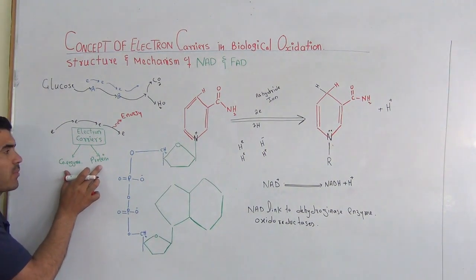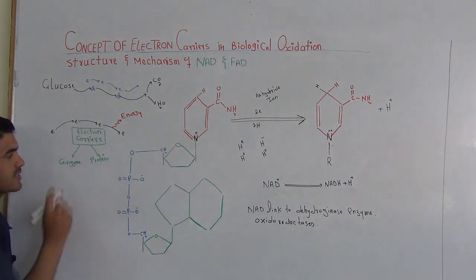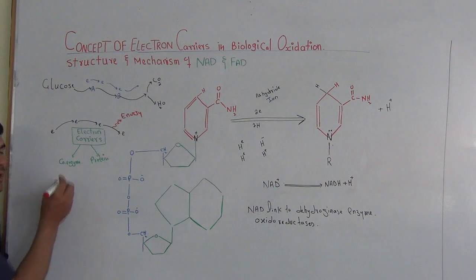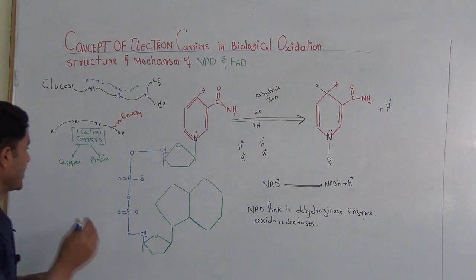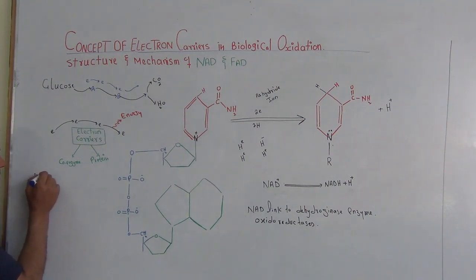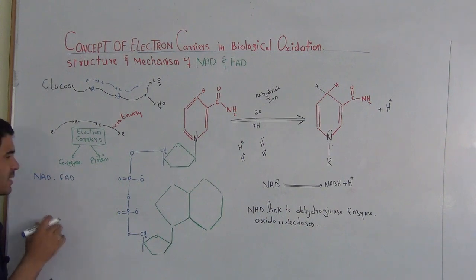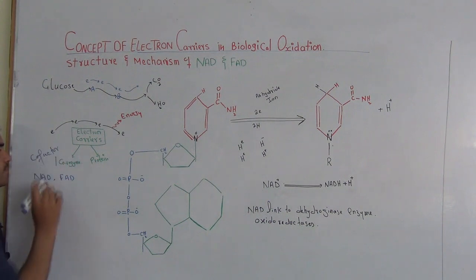So let me tell you something more about these electron carriers, which are coenzymes or proteins. These will be discussed now, but the most important coenzyme that today's video is about is the NAD, right? FAD. Okay, I'm sorry, these are not all coenzymes. If I use the word cofactor, this will be better, right? You can use the word cofactor in place of coenzyme.